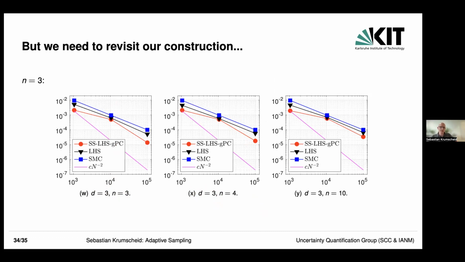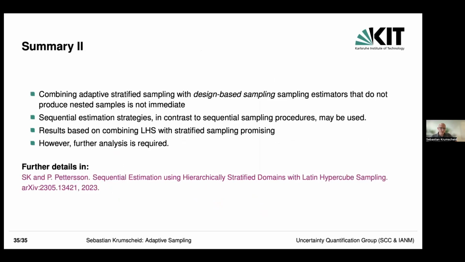That there's still some work that needs to be done in this direction. And this brings me to the final slide, namely a summary for the second part. Our motivation was, can we combine stratified sampling with some kind of design-based sampling estimators? Here, focusing on Latin Hypercube sampling.